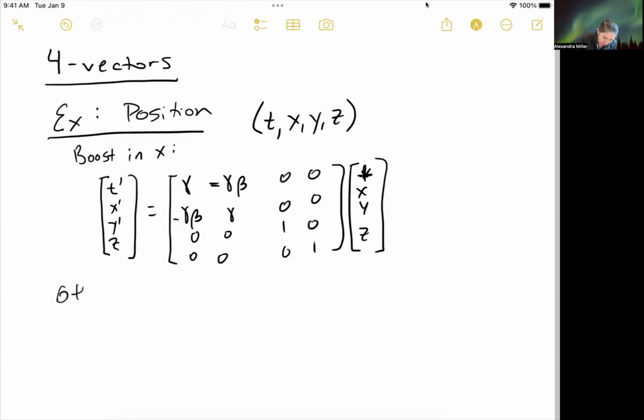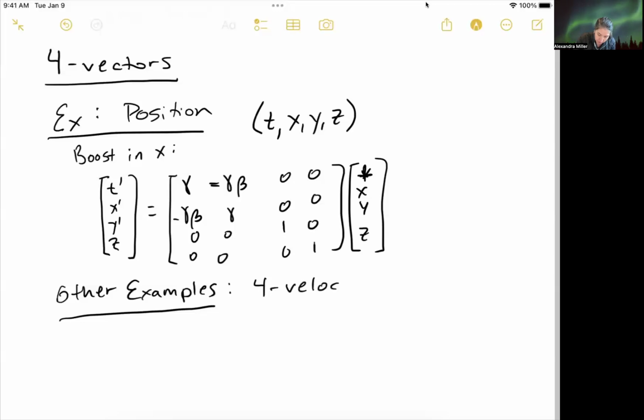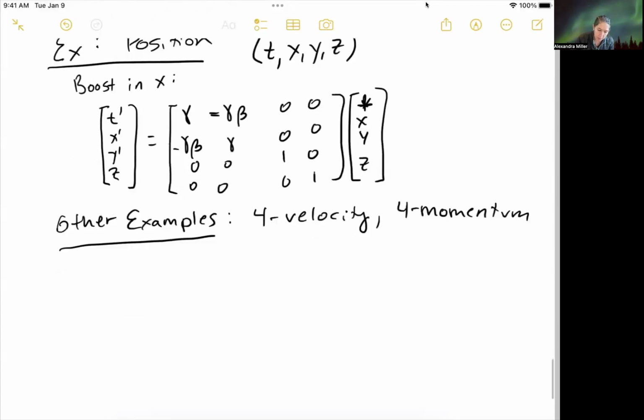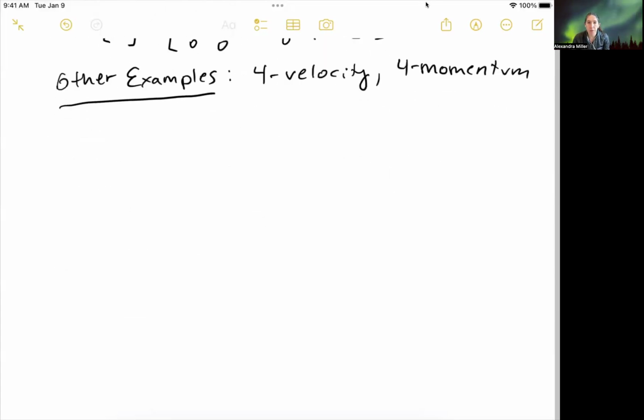So some other examples that we aren't going to talk too much about in this video, but just so you have an idea in the back of your mind, are a 4-velocity and a 4-momentum. So just like how we have this 4-component object for position, now that we're in space-time, we're also going to have 4-component objects for velocity and momentum, called the 4-velocity and 4-momentum.